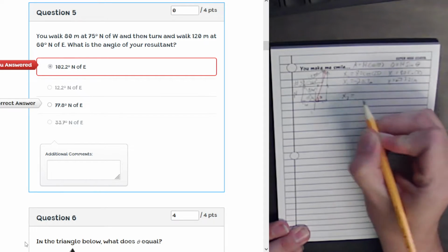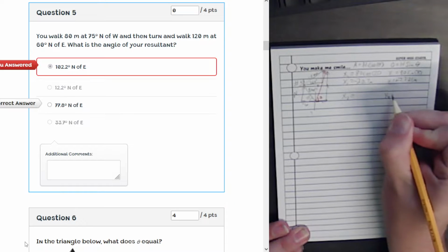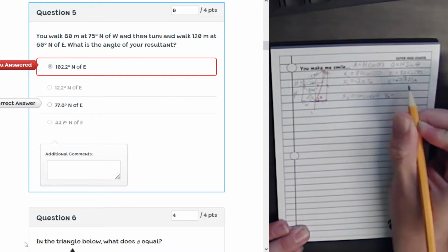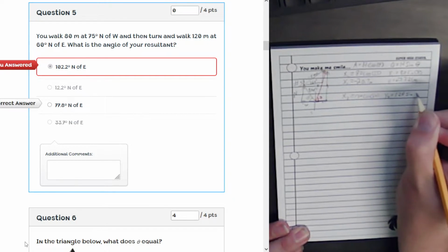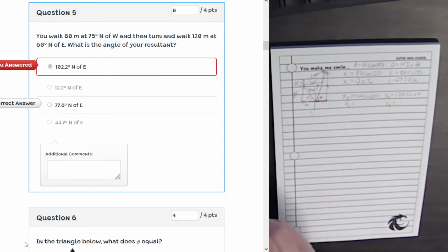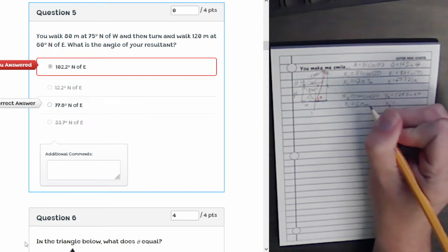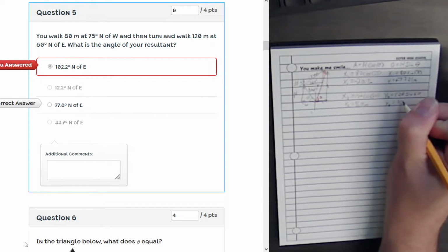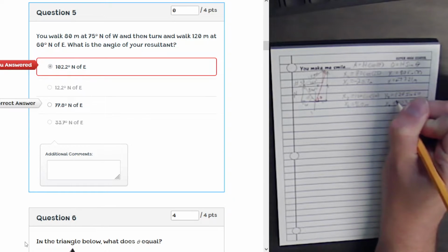Then I can find the x component and y component of our second vector here. We'll just do 120 times cosine of 60, and 120 times the sine of 60. So x2 is going to be 120 cosine 60. That's 60 meters, and this is east, so we'll say positive. Then we do 120 times the sine of 60, which gives us 103.9 meters. And again, north, so that's positive.